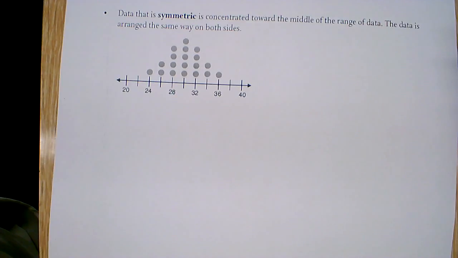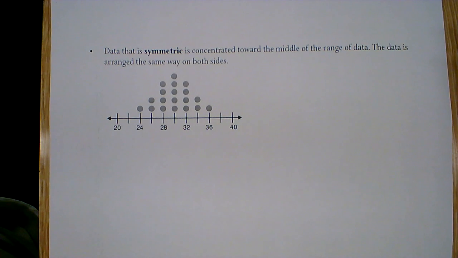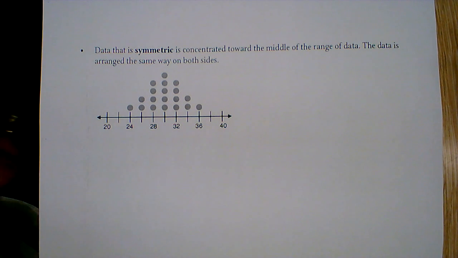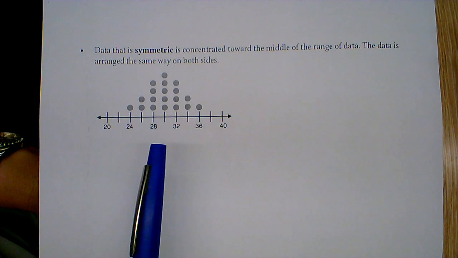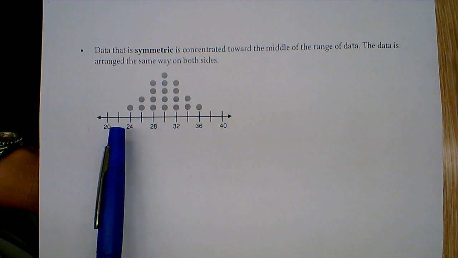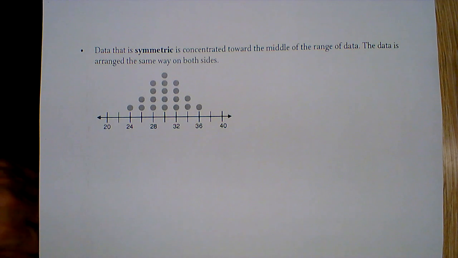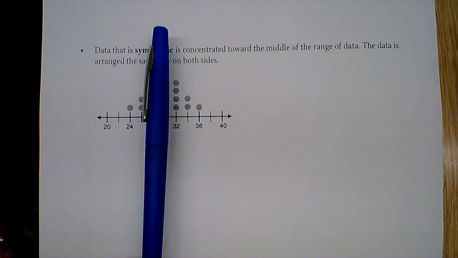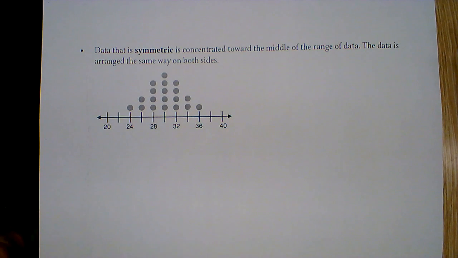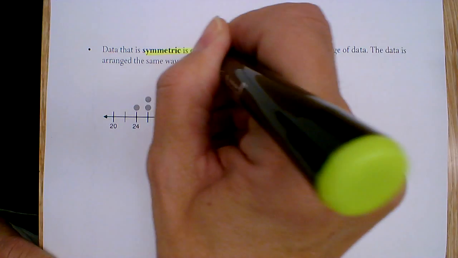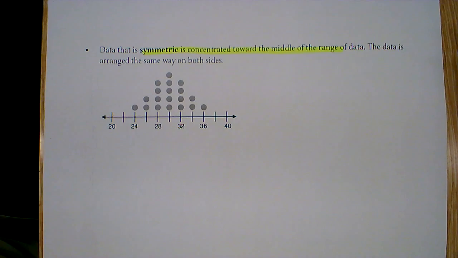So let's look at this dot plot. The data in this dot plot is symmetric because it is concentrated around the middle of the data set. And you'll notice that it looks very similar on both sides. And as we know, when something is symmetric, there is a center or a fold line. If I was to fold this dot plot onto itself, the dots would line up one on top of the other. So symmetric means that the data is concentrated towards the middle of the range.